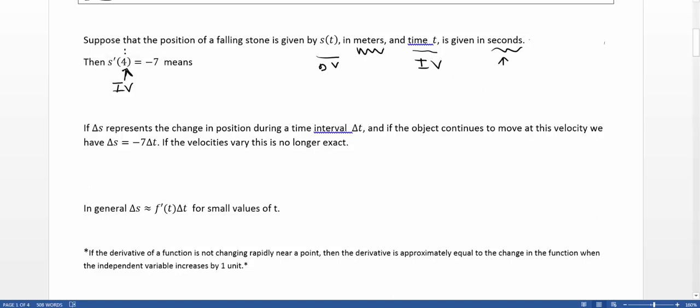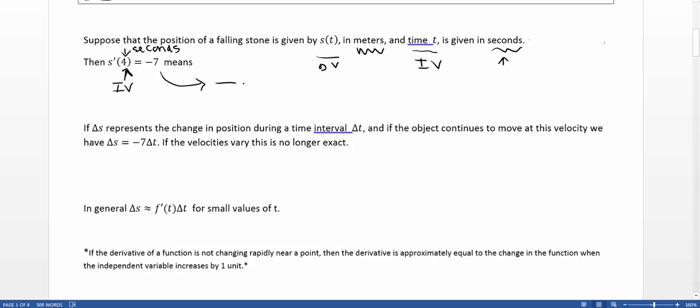So this 4 is in seconds. Now this -7, that's our derivative when time equals 4. So that's the rate at which our position is changing when time equals 4 seconds. So to get the units of the derivative, again, we're going to take the units of the dependent variable over the units of the independent variable.